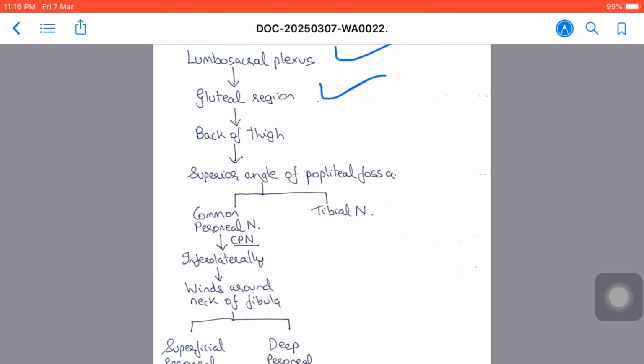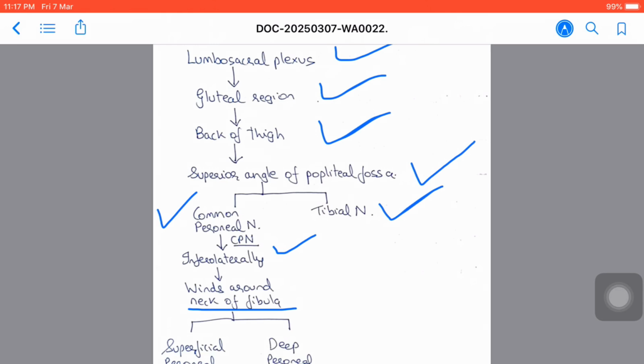So as I said, it begins from the lumbosacral plexus, goes into the gluteal region, reaches the back of the thigh, and after that at the superior angle of the popliteal fossa, it divides into the common peroneal nerve and the tibial nerve. The common peroneal nerve descends inferolaterally and winds around the neck of the fibula, where it divides into the superficial peroneal nerve and the deep peroneal nerve.